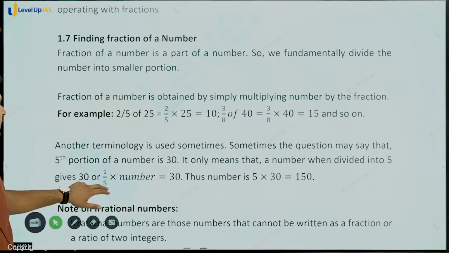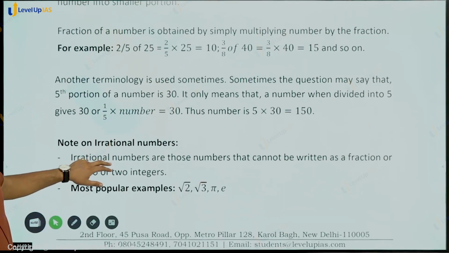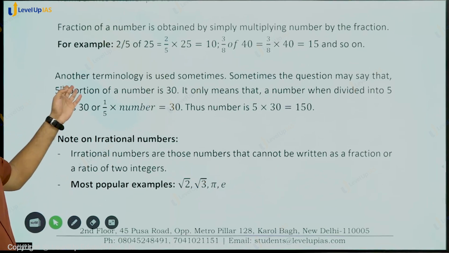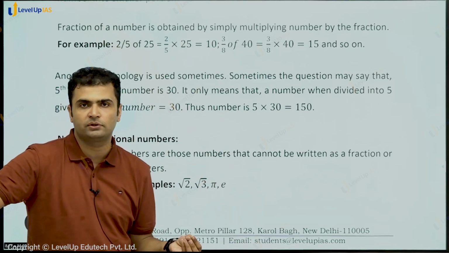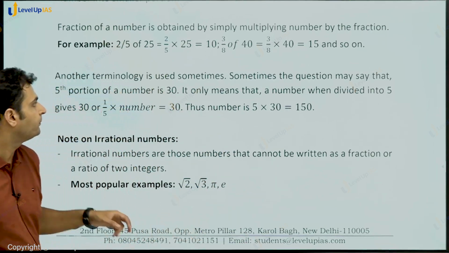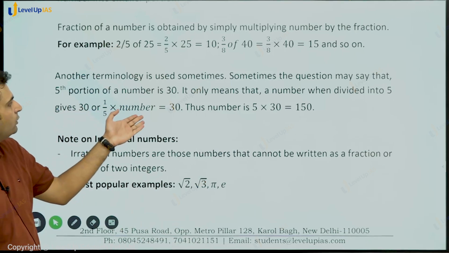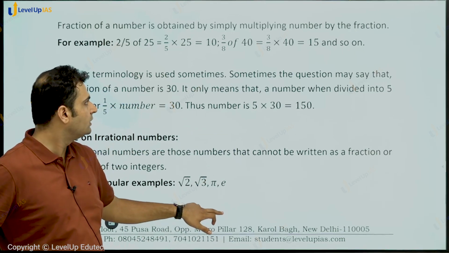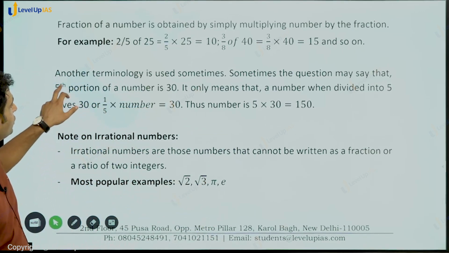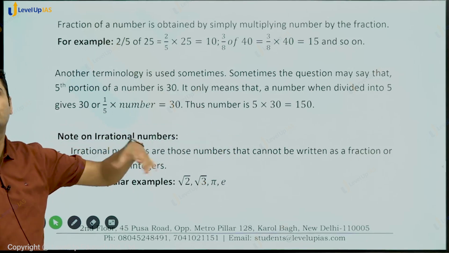Simply multiply करना है. Another terminology is used. We may say that fifth portion of 30. Fifth portion मतलब 1/5. 1 by 5 into 30. Fifth portion of 30 is 1 by 5 into 30, which is नहीं, यहाँ पे वो अलग है. Fifth portion of a number is 30. Fifth portion of 30 नहीं बोला.